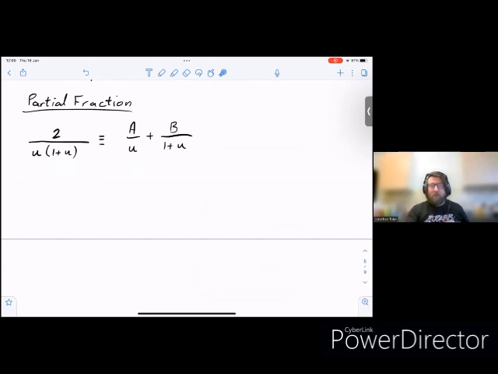So in order to work out what a and b are, we're going to multiply this whole equation by u times 1 plus u. If I multiply the left-hand side by u times 1 plus u, it cancels and we're just left with 2. If I multiply the right-hand side by u times 1 plus u, well, this first term, the u will cancel and we're left with a times 1 plus u. Then if I multiply the second term by u times 1 plus u, the 1 plus u part cancels and we're just left with bu.